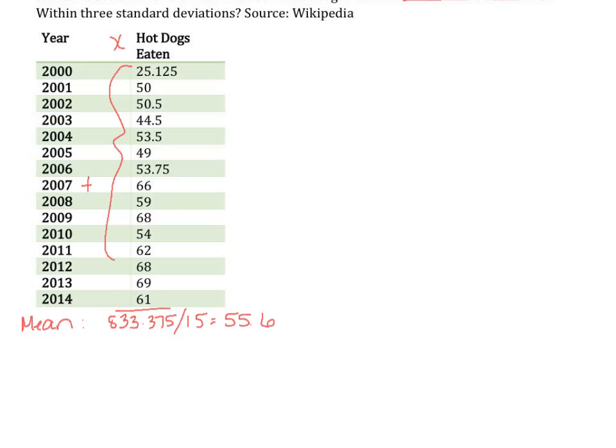Now we need to find x squared, meaning I need to take each one of these numbers in the column and square it. So this is where the numbers get kind of big. So 25.125 squared is 631.27. And then just kind of go down the list. 50 squared is 2,500. So I'm just going to take a moment to write down what all these numbers are squared. Please verify using your calculator.